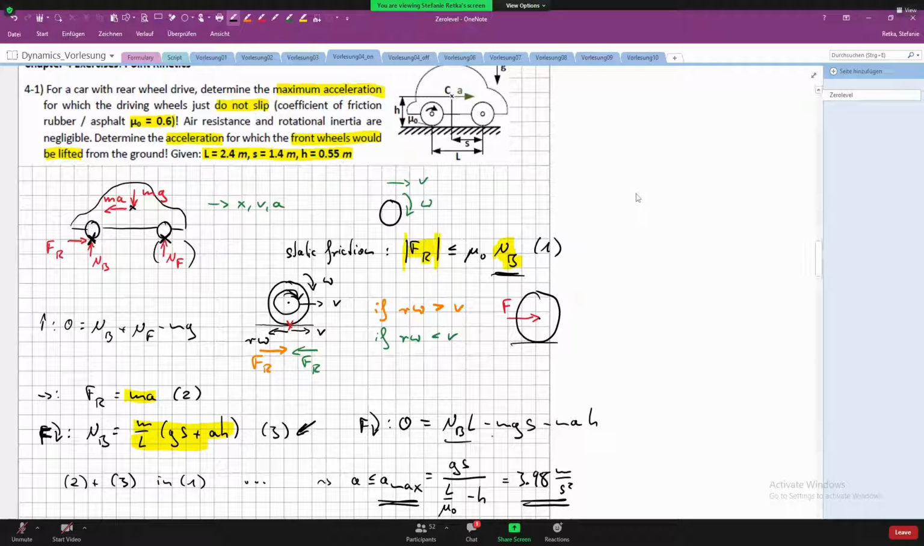Sorry, I still don't get that part. What is it that you don't get? NB and NF are normal reactions and their forces. Multiplying it with their length, is it not in the form of a moment, or I don't know? Yes, it's like in statics, building the equation of moment with respect to a specific point, and in this case, we chose the front wheel. Okay, as the point of rotation.